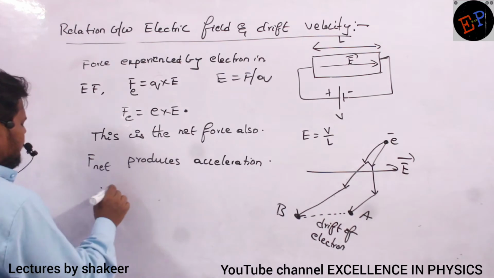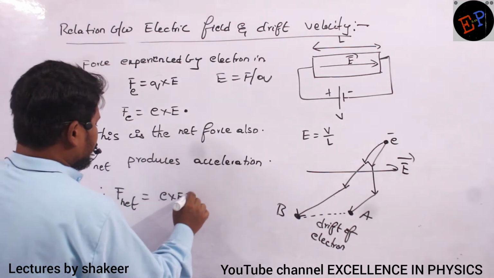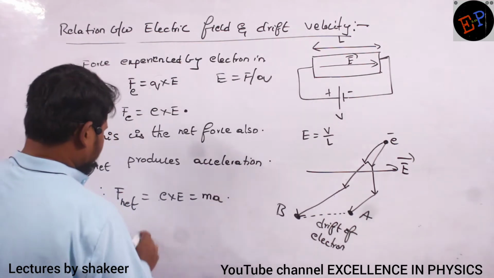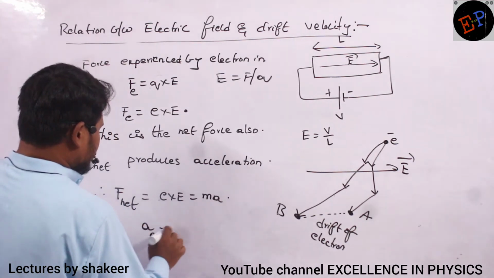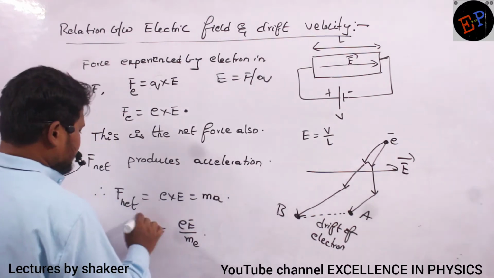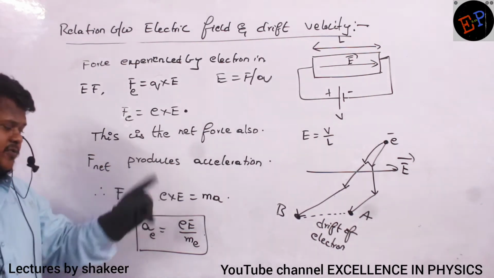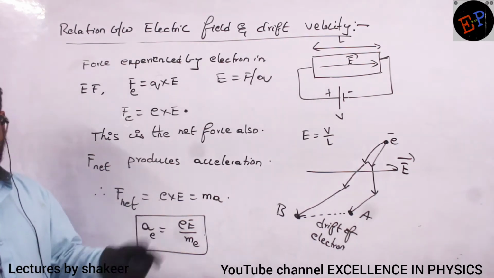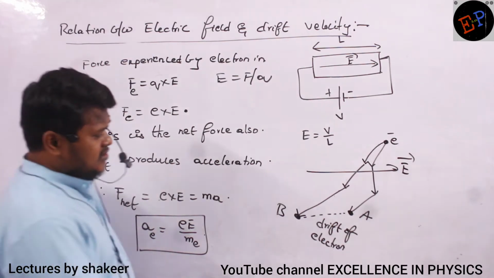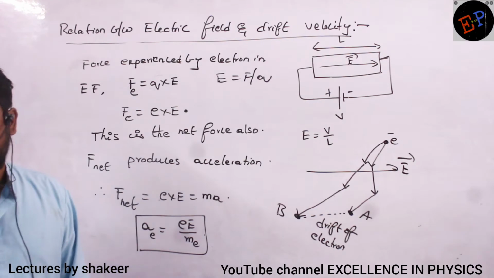Therefore, net force, which is equal to eE, is equal to mass into acceleration. So the acceleration of the electron is eE divided by the mass of the electron. This is the acceleration experienced by the electron. Okay? If there is a net force, it will produce acceleration. And because of this acceleration, the electron starts accelerating in the direction opposite to the electric field.